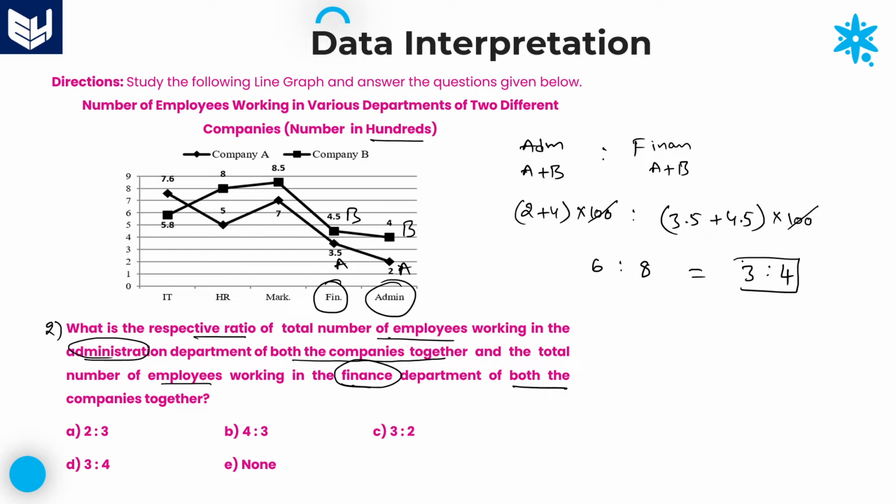Therefore the required ratio of the number of employees working in the administration department of both the companies together and the number of employees working in the finance department of both the companies together is 3:4. 3:4 is the right answer. Among the options, 3:4 is there at option D. Therefore option D is the right answer for this question. Option D.